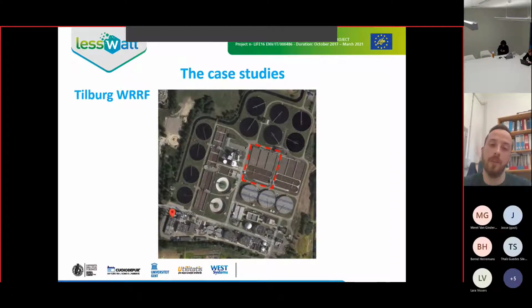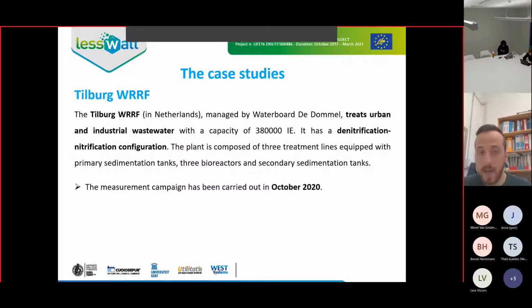And finally, the 4th case study was the Stillborg plant in the Netherlands. It treats urban and industrial wastewater with a capacity of 380,000 IE. It has the nitrification configuration. The plant is composed of 3 treatment lines equipped with primary sedimentation tanks, 3 bioreactors, and secondary sedimentation tanks. The measurement campaign was carried out in October 2020.